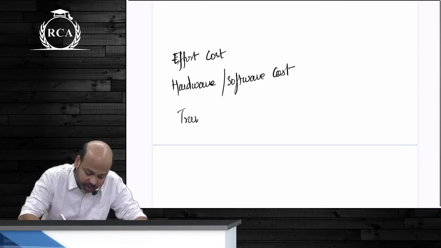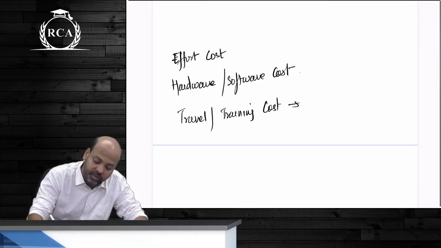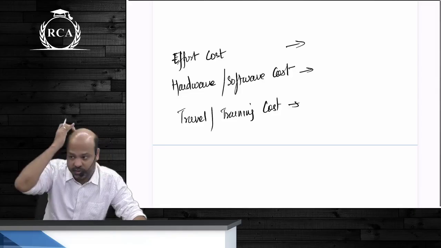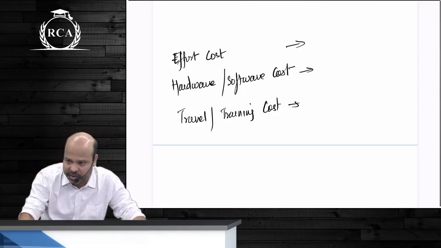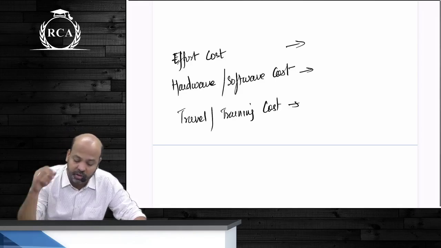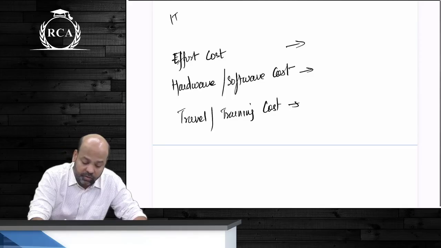And the third one is travel/training expenditure. If it is an on-site work, there will be frequent travel by the team to the client's place, and that will result in a huge amount of travel expenditure. So that travel and training cost will come under the third category. Are we clear? It is for both IT and ITES.